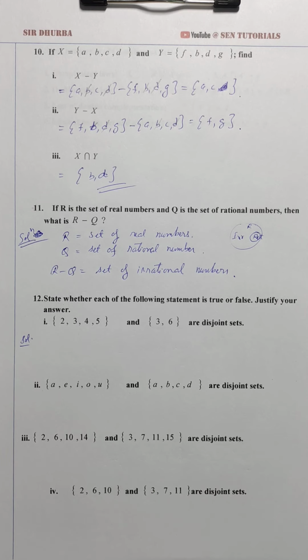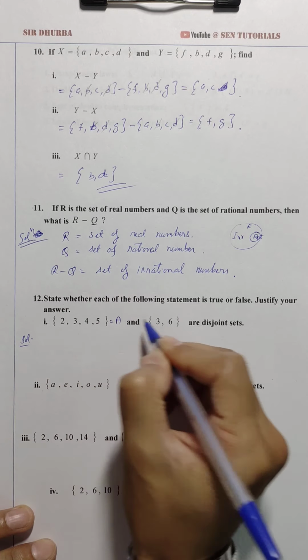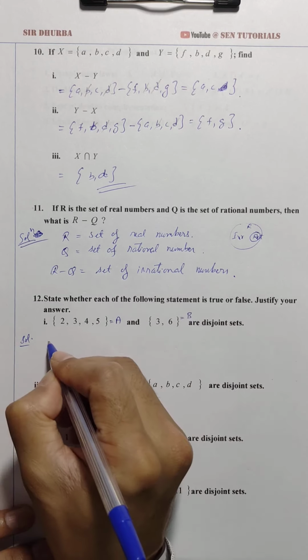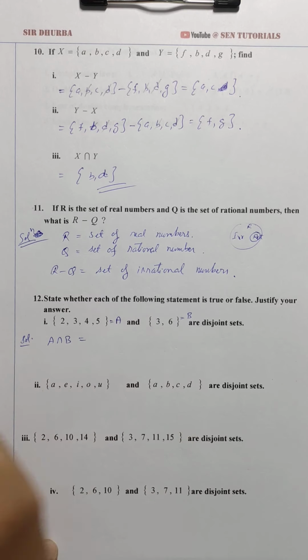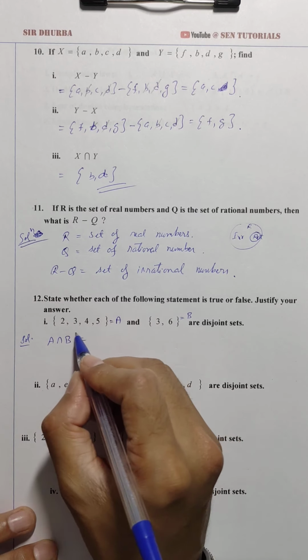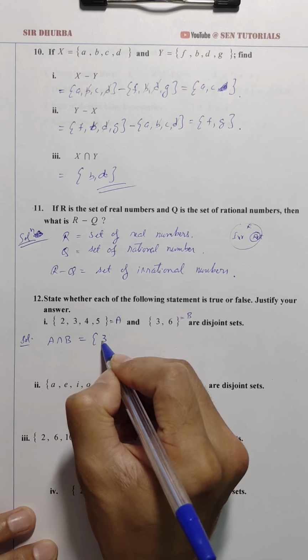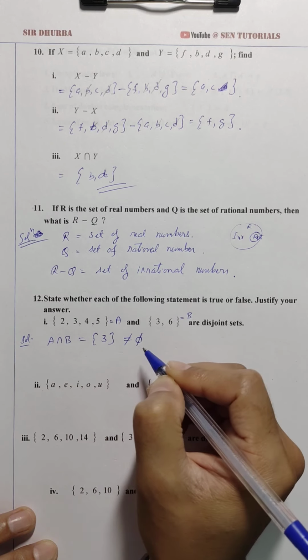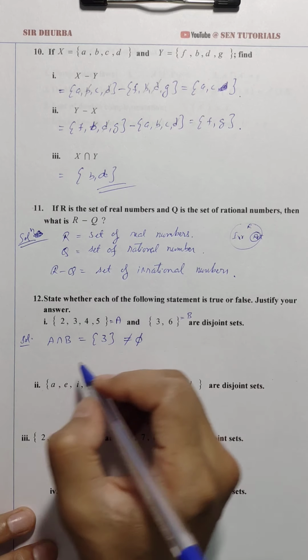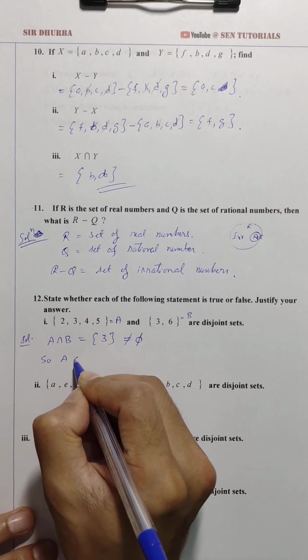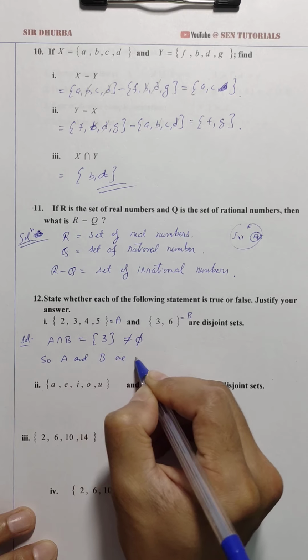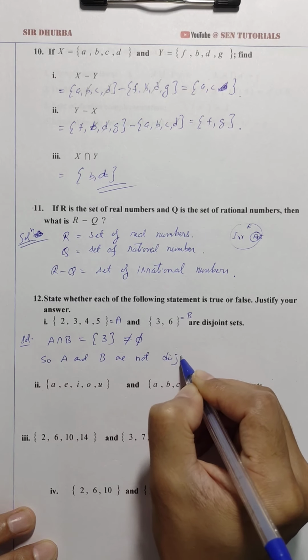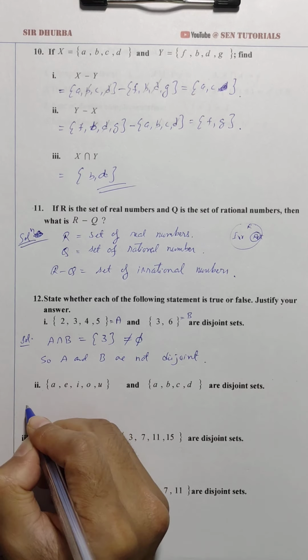Okay. All right. State whether each of the following statements is true or false. Justify your answers. Let this be set A. Let this be set B. A intersection B. Let us justify. Any common element? Yes, we do have. What do we have? We do have 3. So that's why this is not an empty set. So A and B are not disjoint. I think that should be enough.